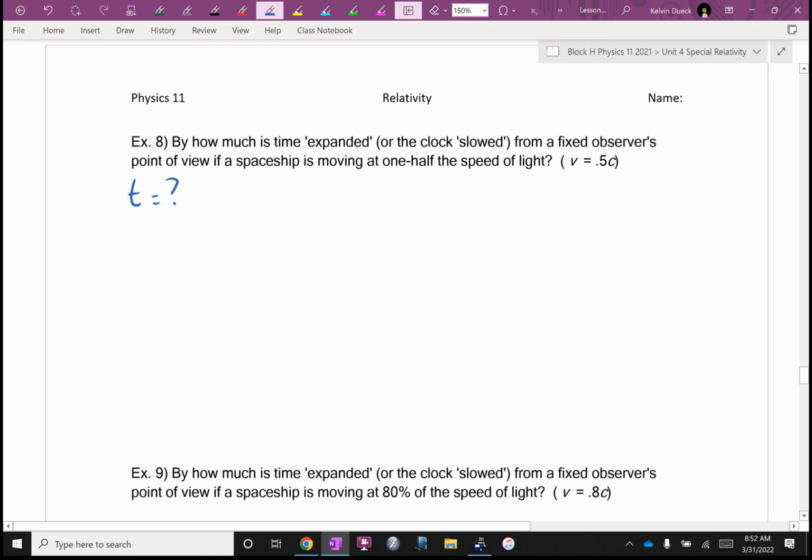Diego, question? You sure? You good? Well, what's v in this question? Okay. What's t0 in this question? They didn't give it to me. So here's what we're going to do. We're going to assume t0 is 1.